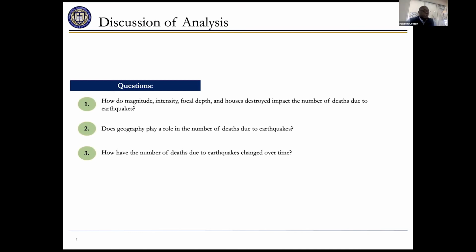The number of deaths was able to be predicted from earthquake magnitude, intensity, and number of houses destroyed through the formula listed above in Figure 5. It was concluded that focal depth was not a strong enough predictor to be included in the model, thus leaving the model to only include those first 3 predictors.